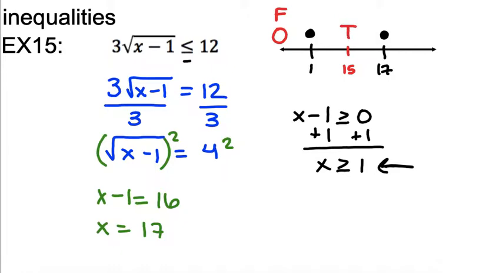So now I'm going to pick something larger than 17. Maybe I'll pick 20. So 20 minus 1 is 19. Square root of 19 is 4.3. 4.3 times 3 is 13.07, which is bigger than 12. So that one's false as well.